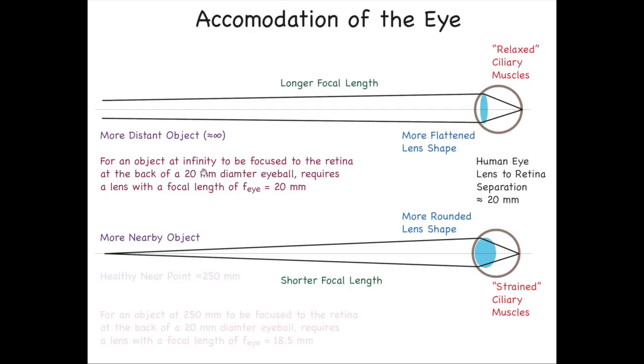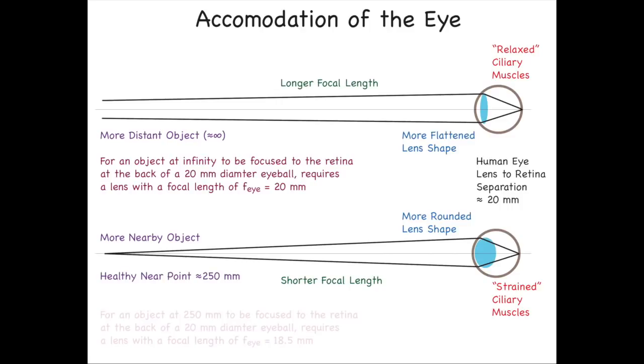So for an object at infinity to be focused at the retina at the back of a 20 millimeter diameter eyeball requires a lens with a focal length of 20 millimeters, because we know by the definition of a focal point or a focal length that collimated light from very, very far away will be bent by a positive lens and come to a focus one focal length behind the lens.